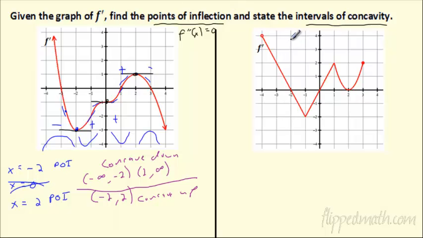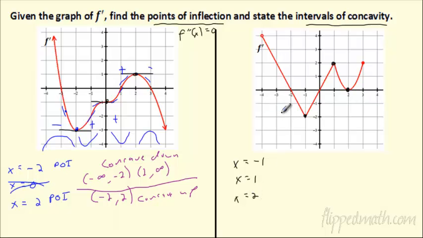Let's try with some pointy lines here. So remember, it's also true when the derivative doesn't exist. So here's a place where the derivative doesn't exist. So we have to be careful. We have to check all of these points. So let's write them down and maybe cross off the ones. I need to check -1. I need to check 1. And I really need to check 2. So are these points of inflection?